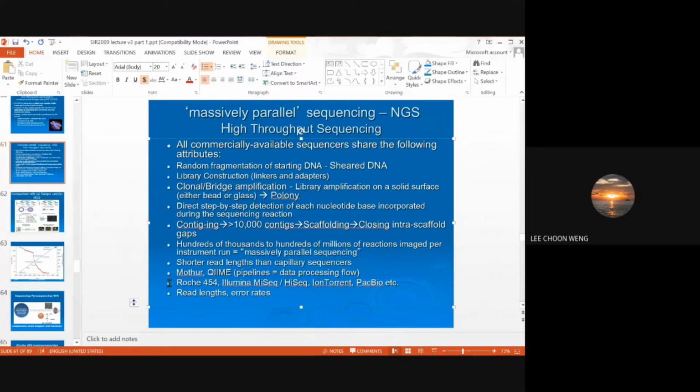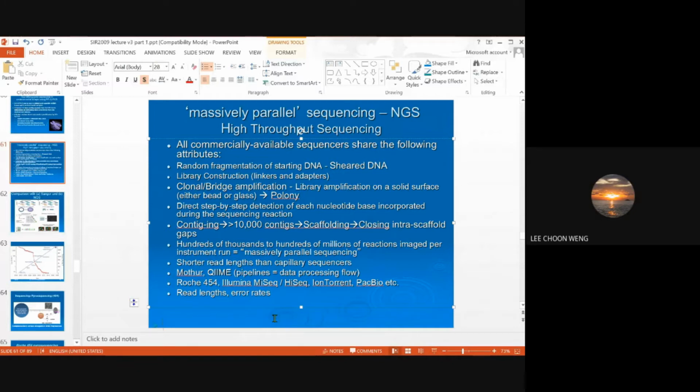For example, for Roche, it can go up to 1000 base pair. Illumina MiSeq is very short, 250 base pair. But if you do the reverse sequencing also, you can get 500 base pair. Ion Torrent is also around that. PacBio is very long, up to 1500 base pair. Okay, but then when it comes to error reads, PacBio has among the highest error reads. Roche also. Error rates are very low in MiSeq and HiSeq.